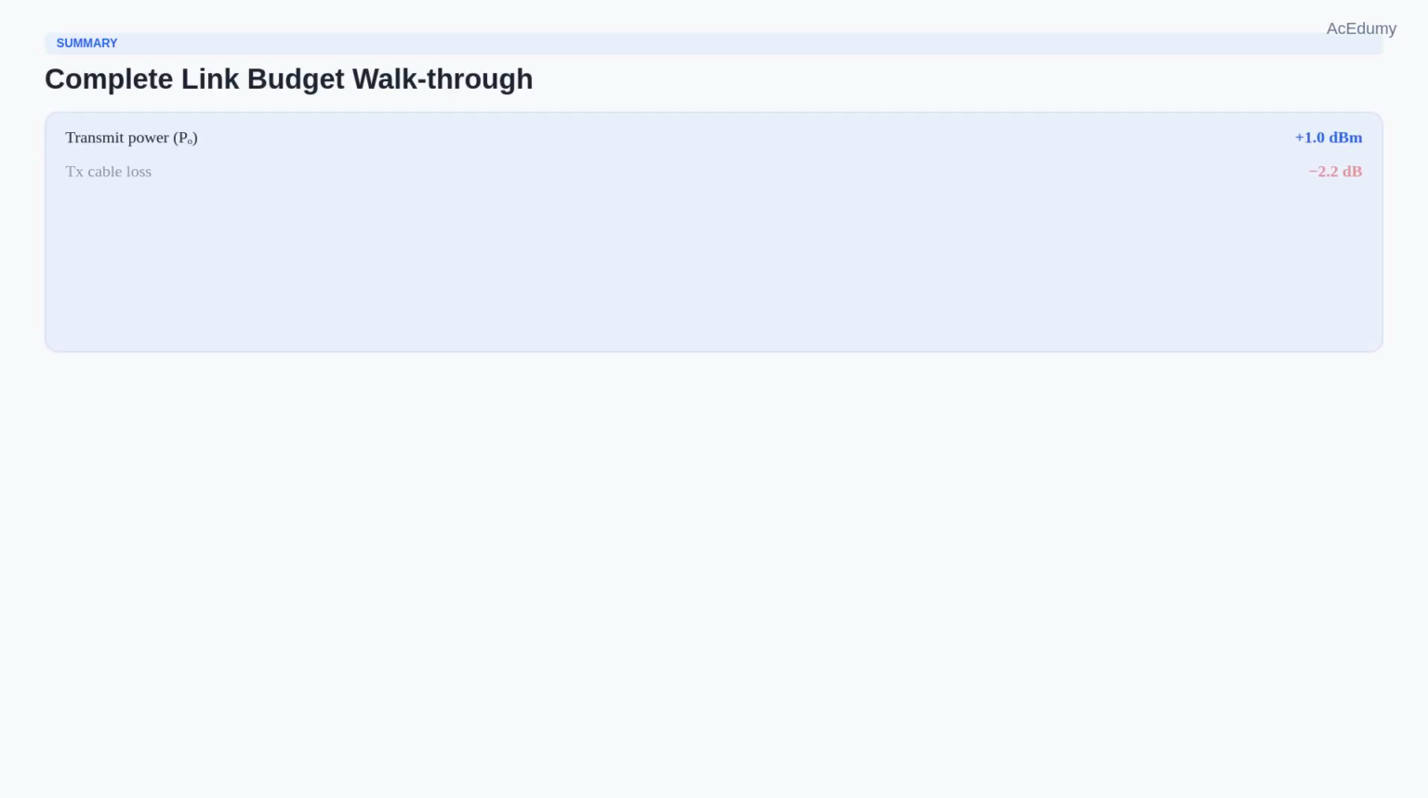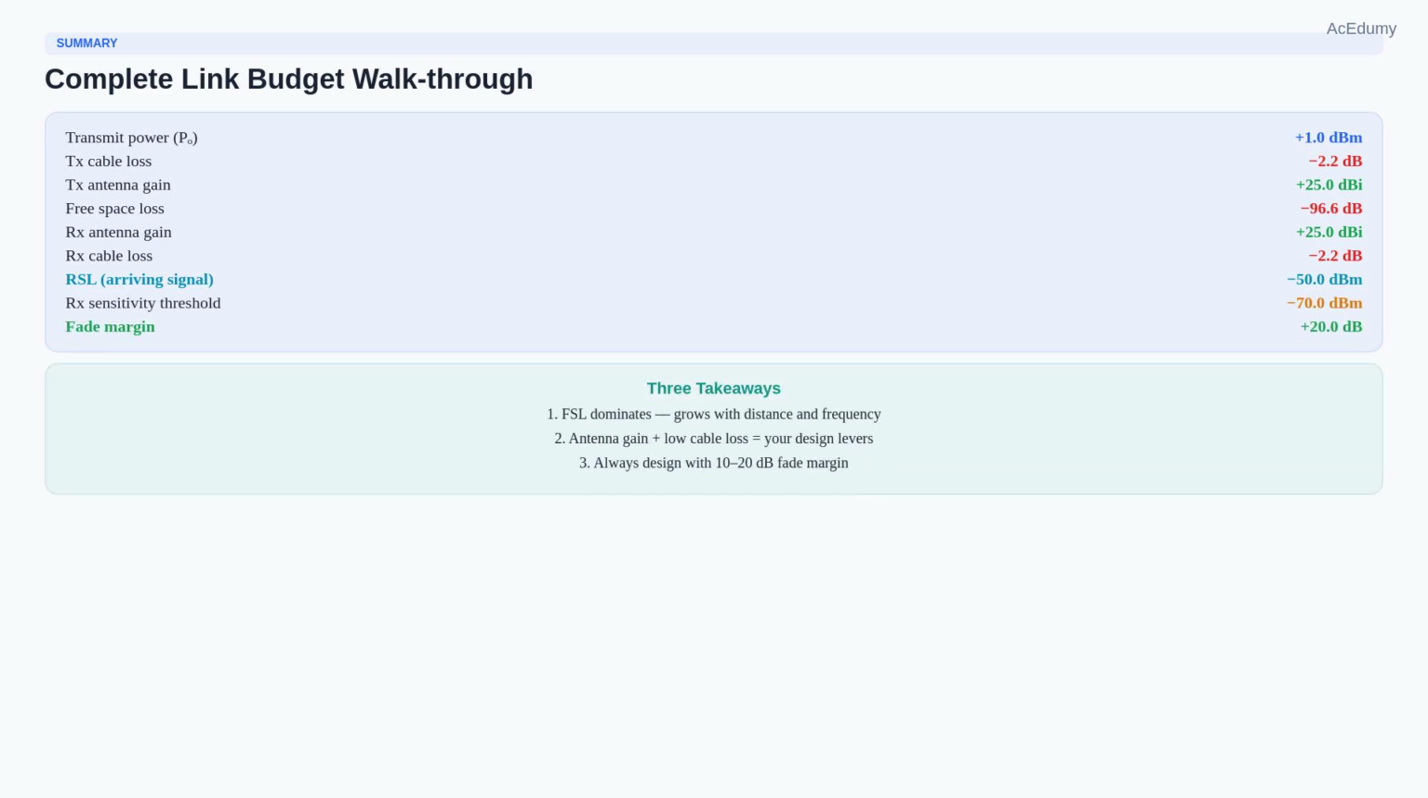The big picture. Every microwave link budget has the same shape. Start with transmit power, subtract cable loss, add antenna gain. Subtract free space loss. This is almost always the dominant term. Add receive antenna gain. Subtract receive cable loss. That gives you RSL. Then compare to receiver sensitivity. The difference is your fade margin.